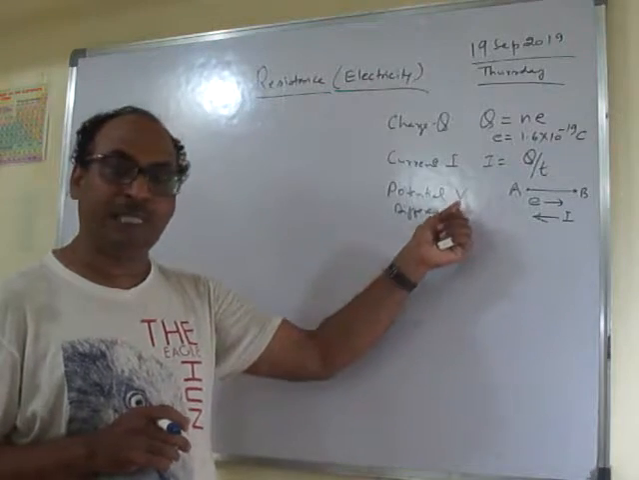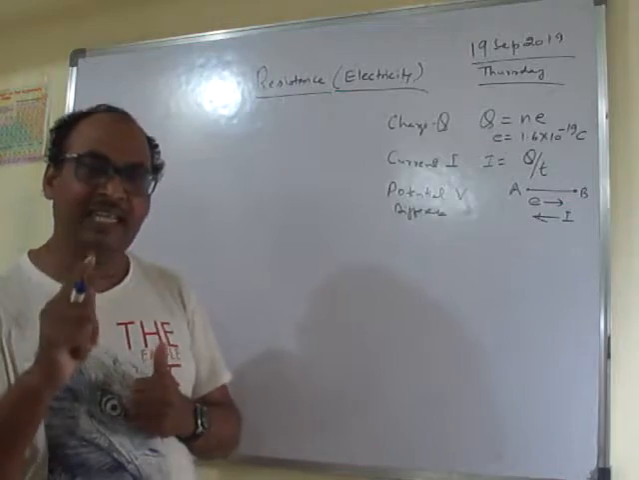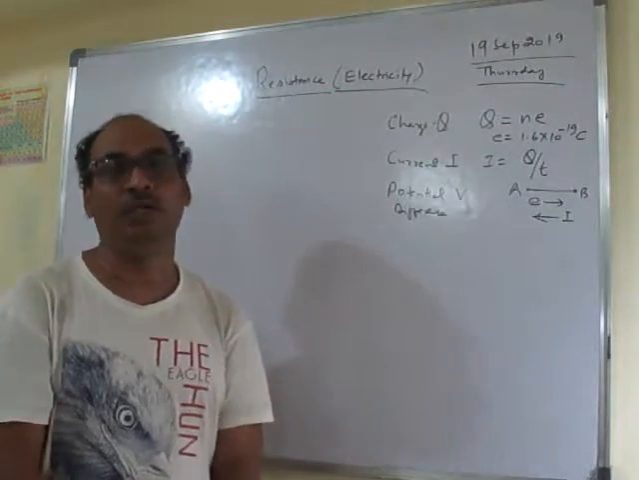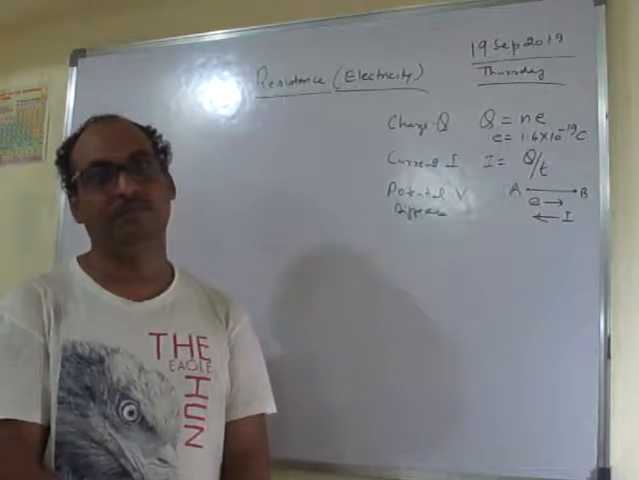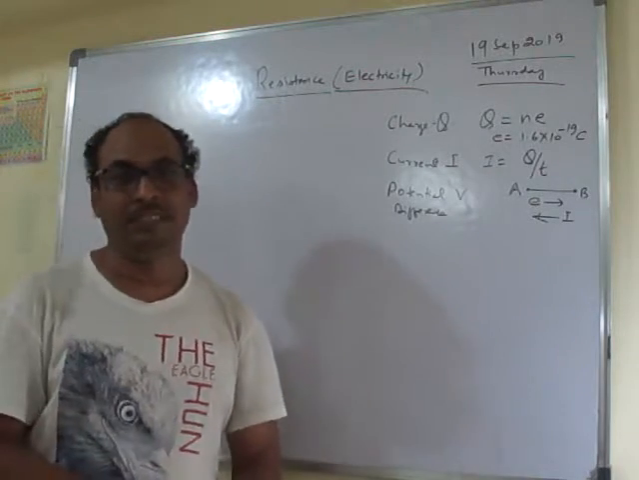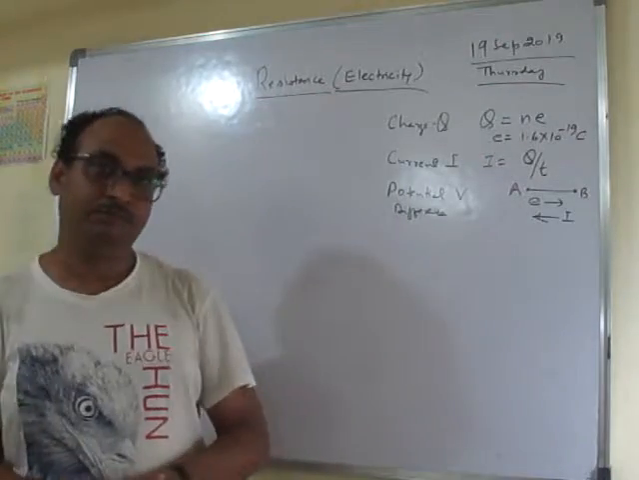Now this potential energy is what? It is the energy possessed by a body. This is the correct definition of potential energy: the energy possessed by a body or an object by virtue of its position, meaning due to its position.